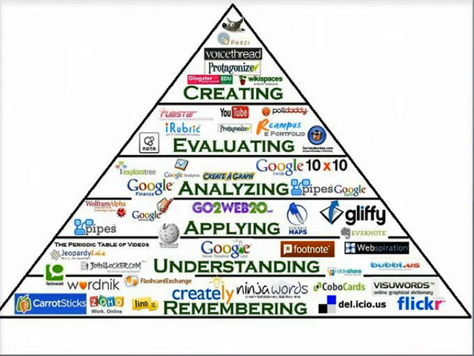I love this image, which is a triangle where the bottom level of remembering has a variety of different tools that can be used to help people remember things. For example, Flickr, or the tool I'm using right now, which allows you to do a video lecture, and this is Screencast-O-Matic. And as you move up, for example, to analyzing, you may have them using something else like a wiki or a spreadsheet or something like that.